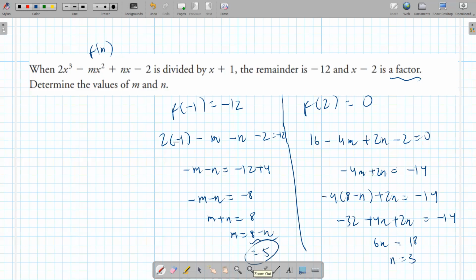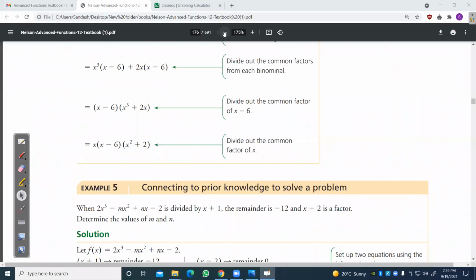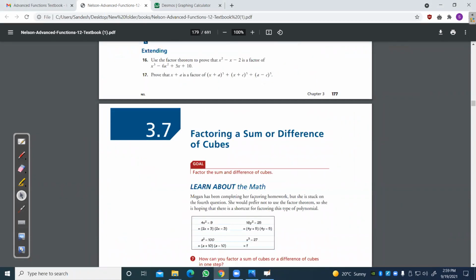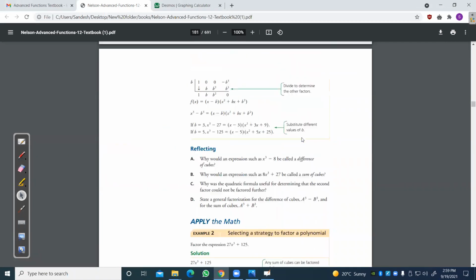But the main idea here is this line and this line, the new stuff. Once you get those, then it should be pretty straightforward from there onwards. Okay. What do you do next? Factoring a sum or difference of cubes. This is very simple as well. You just need to follow a formula.